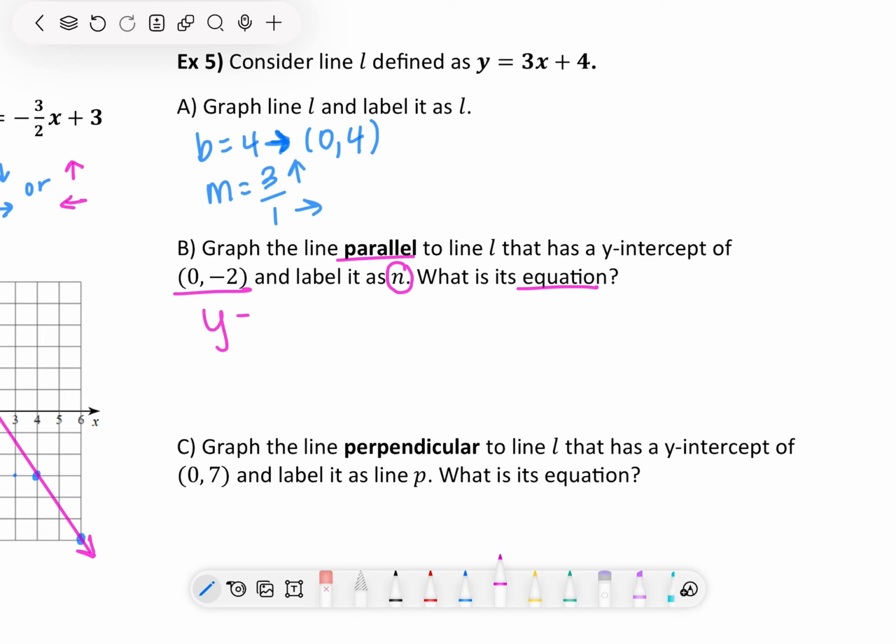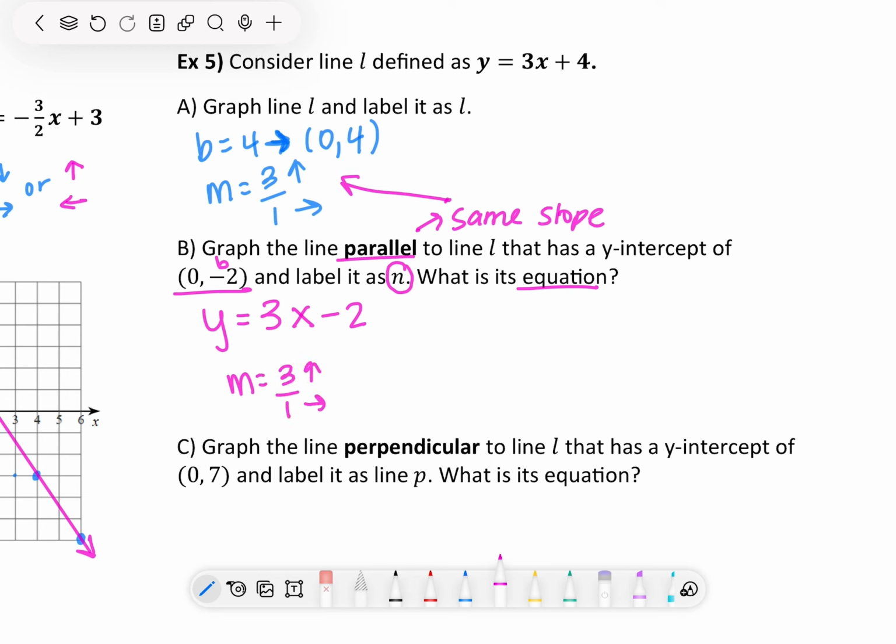So y = mx + b, y = blank x. Now, we know what the y-intercept is, and that's the b. So since this is b, we can just put minus 2 at the end. But the slope is going to be based on the fact that it's parallel. Parallel means same slope. So the slope that we used before is the same slope that we're going to use for this equation. So it's going to be 3. Or for our purposes of graphing, it's going to be 3 over 1 again. Okay, up 3 and right 1 again.